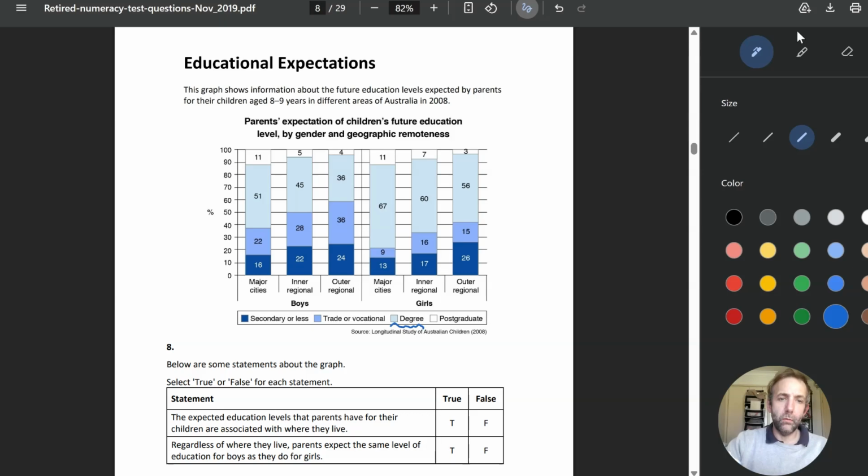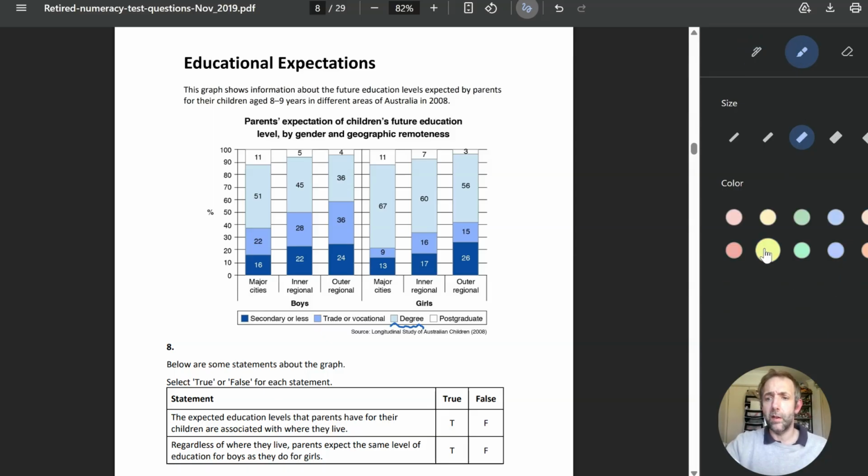So in question 8, we've got some true or false statements again. I'm just going to edit these in so it's all clear on one graph. The first statement says that the expected education level from parents is associated with where they live. So this is where you're looking for a pattern. Association means, is there some type of pattern there?